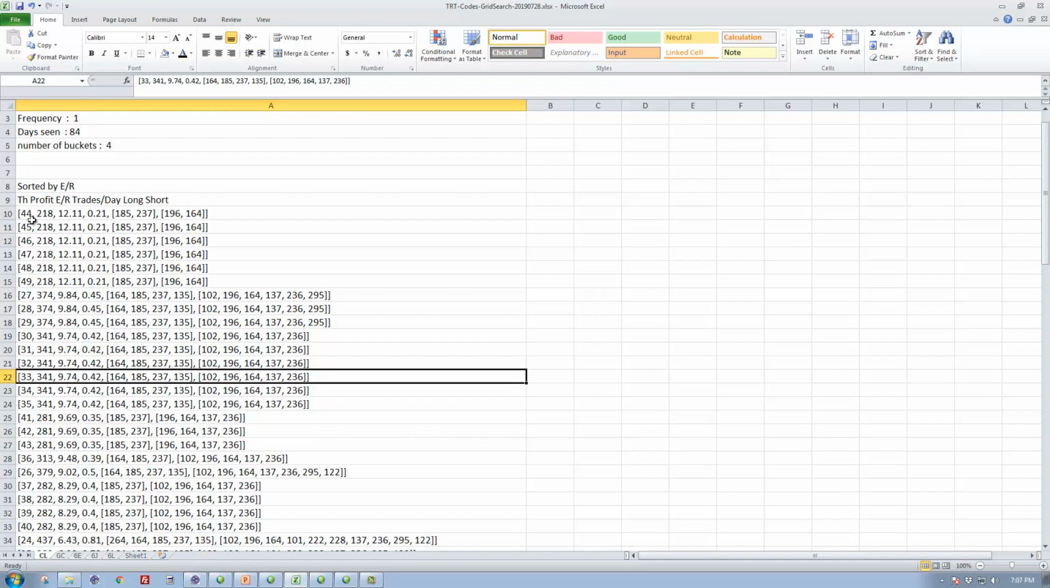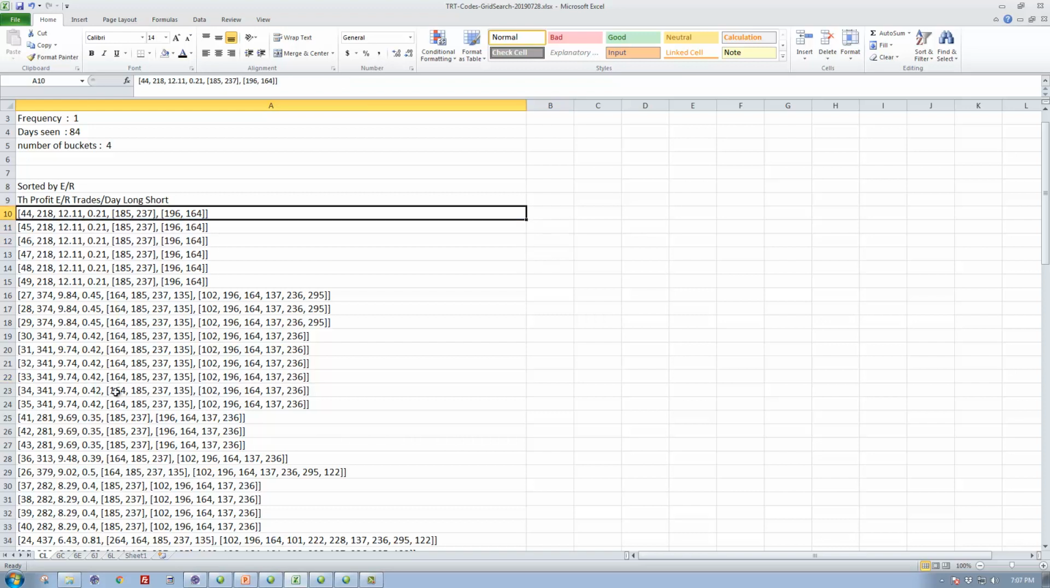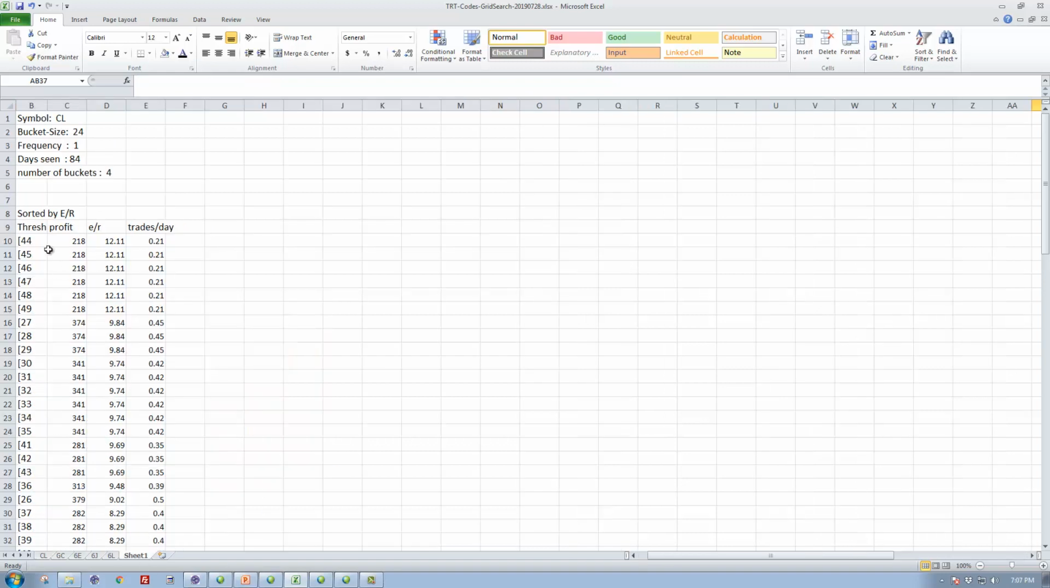All right, so what I've done here is I've taken these 4 columns and broken them out so that we can look at them individually. That's what this is here. There's threshold, profit in ticks, the ER, which is the profit divided by trades of the simulation, and then what was the trades per day.